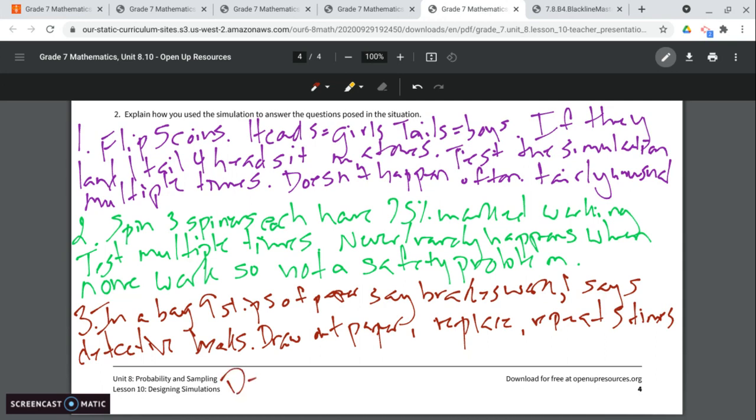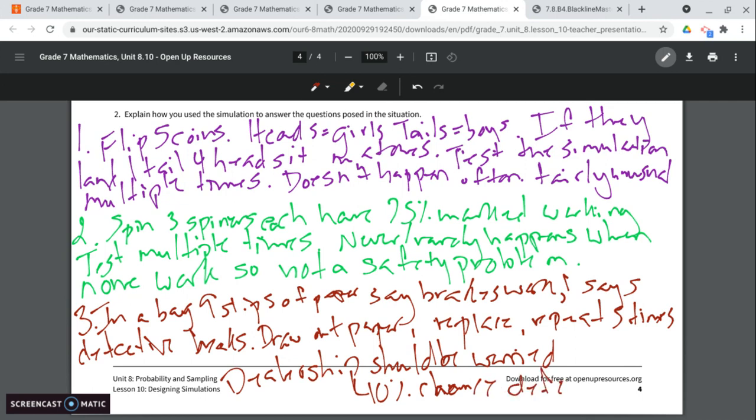So the dealership should be worried. 40% chance of a defective car. So the more times we do a simulation, the more tests we run on it, the more accurate it gets. But designing a simulation that represents the probability of this happening, so knowing the 50%, use a coin. Other things, you can use the spinner like we have, we can use the bag. We just have to make sure that it represents what the situation is in the best way possible.